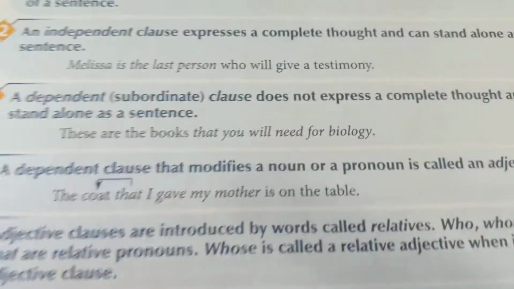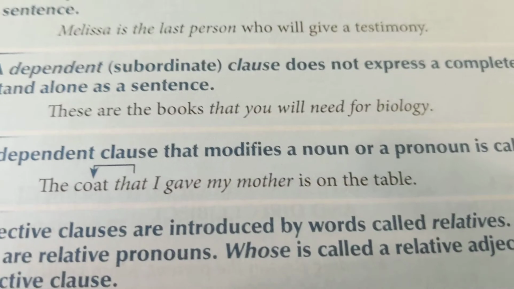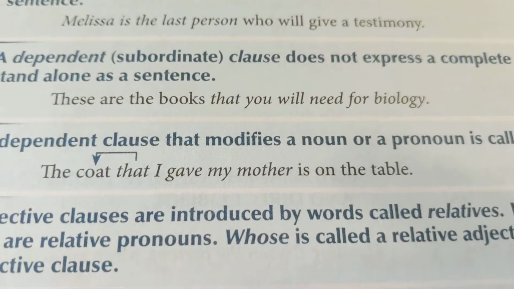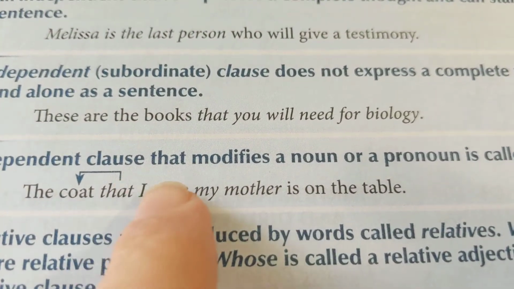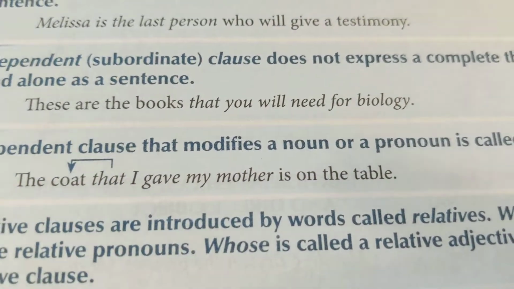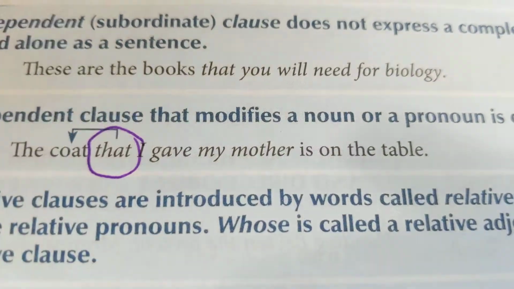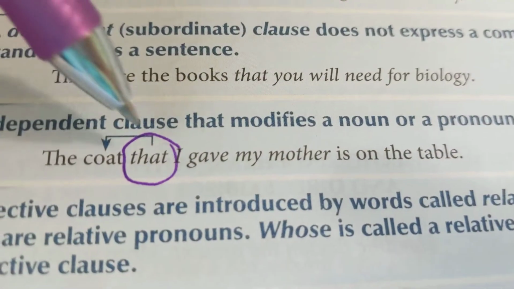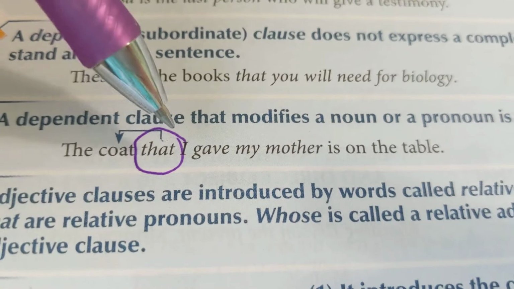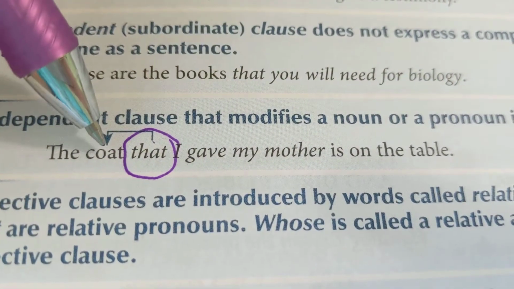Now let's look at this example: The coat that I gave my mother is on the table. What's my adjective clause? That I gave my mother. Good. What word is it starting with? That. Very good, so let's circle that word. And now what word is it describing? Coat. That's why the arrow is pointed to coat, because that I gave my mother is describing coat.